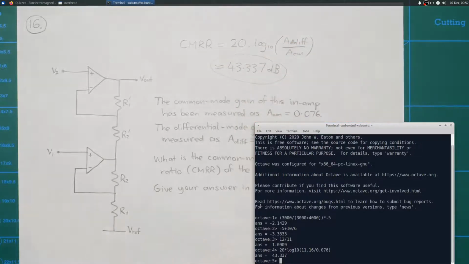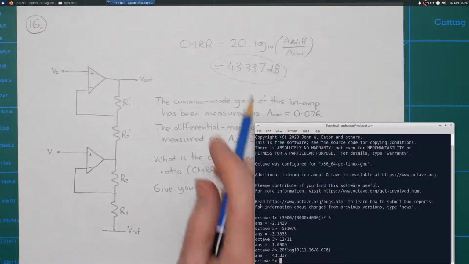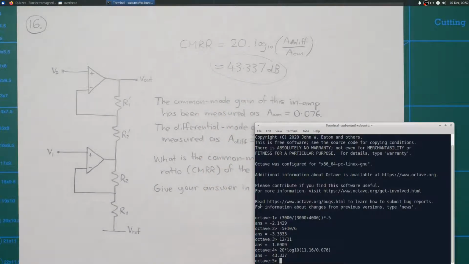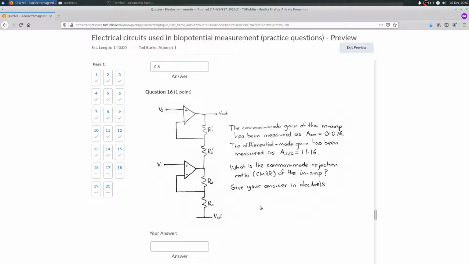Now I say the bad news because that's just a woeful CMRR value, so that wouldn't perform very well as a biopotential amplifier at all. You'd want to be at least doubling that really to get into respectable territory. But anyway, that is the answer to this question. So 43.337.